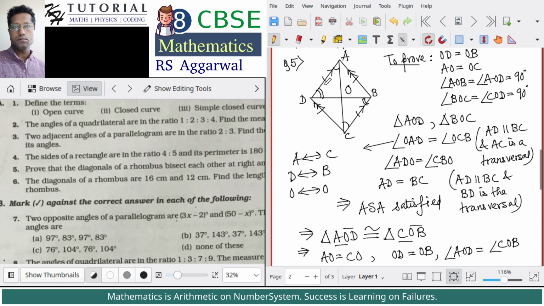Now, yes, we can prove that triangle ADO will be congruent to triangle AOB, because, let's say if this is x degree, then in triangle ABC, AB is equal to BC, so this will also be x degree.